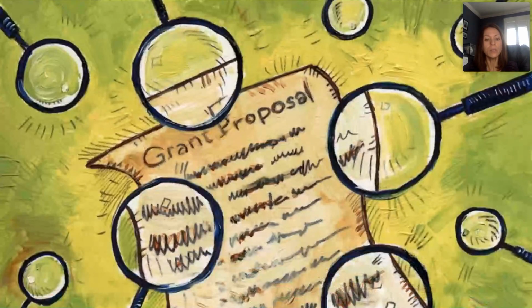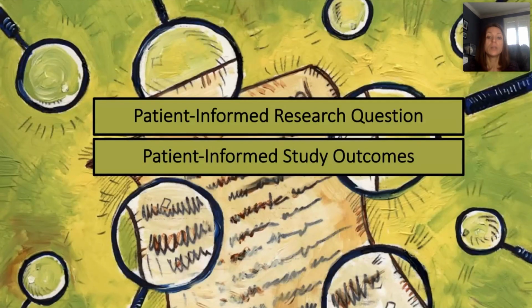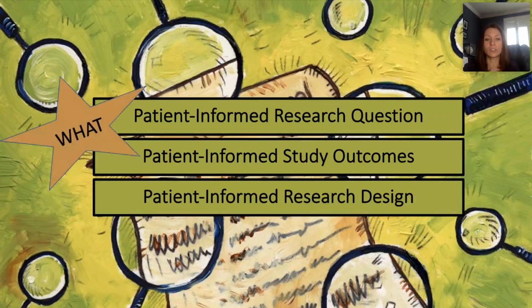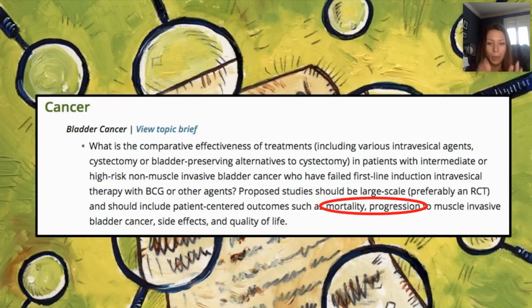So now putting that all together, we had a patient-informed research question, that question, cystectomy or bladder preservation for BCG unresponsive, non-invasive bladder cancer. We had the patient-informed study outcomes, and now we needed a patient-informed research design. So it's essentially, what are we going to study? And then how are we going to study it? So going back to PCORI's message, they told us in their call, they said, okay, we want these kinds of studies. We want you to study mortality and progression, but we also want you to study side effects and quality of life.